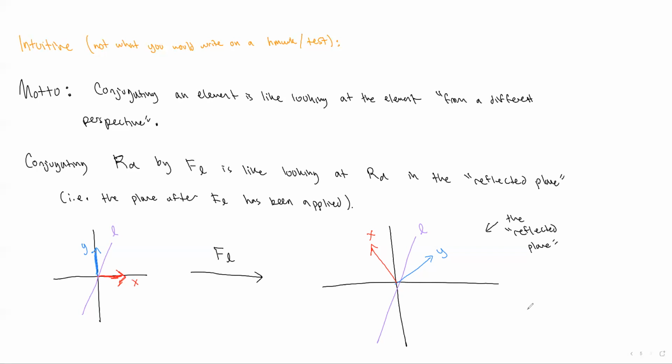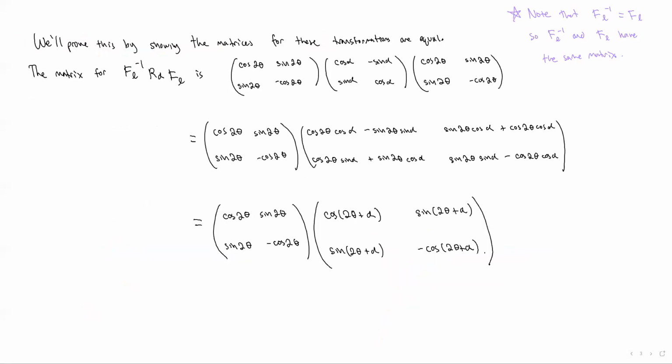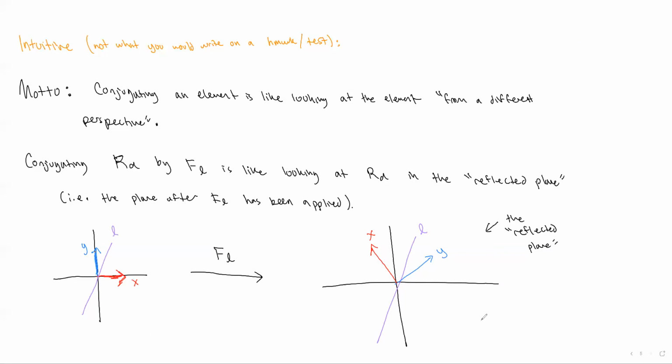If you didn't, then don't worry, because I already gave you a way of solving this question, but I'm trying to give you more intuition. So this is the plane, but I've kept track of how FL acted on those basis vectors. And now I can ask, what does R alpha look like in this reflected plane? I'm asking, what does R alpha look like from the perspective of FL? So this is the plane after FL has been applied to it.